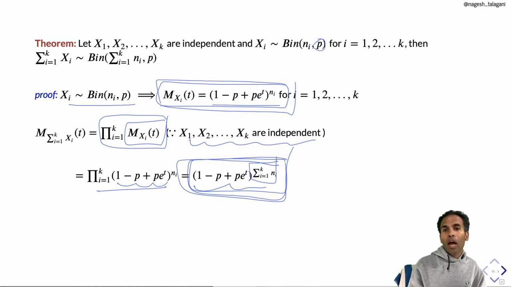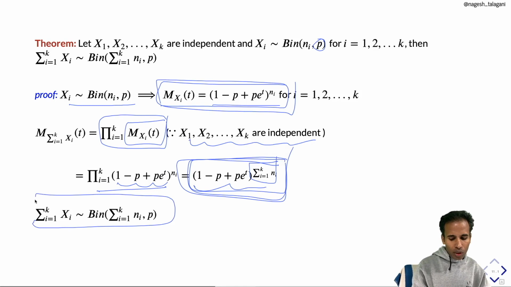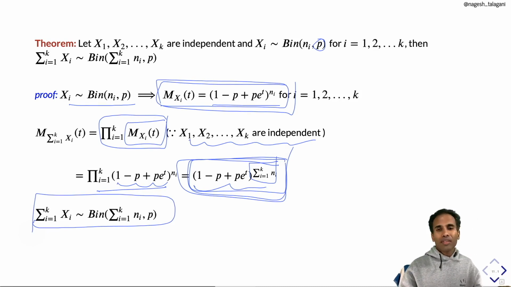Okay, and we know that the MGF uniquely determines its probability distribution. So we can say that the summation Xi from i equal to 1 to k follows a binomial distribution with the parameters summation ni from i equal to 1 to k, comma p. This theorem says that the sum of independent binomial random variables with the same probability of success p will again be a binomial random variable. Okay, fine.